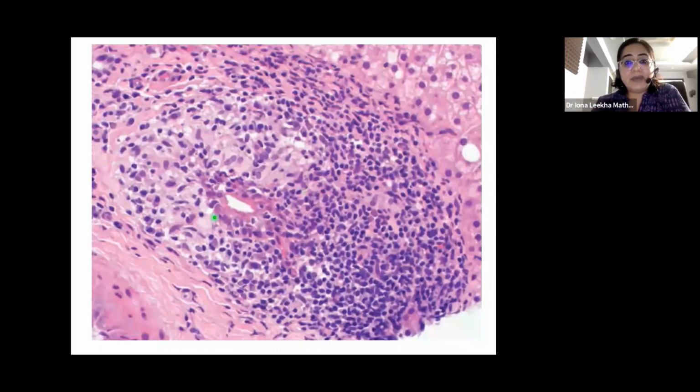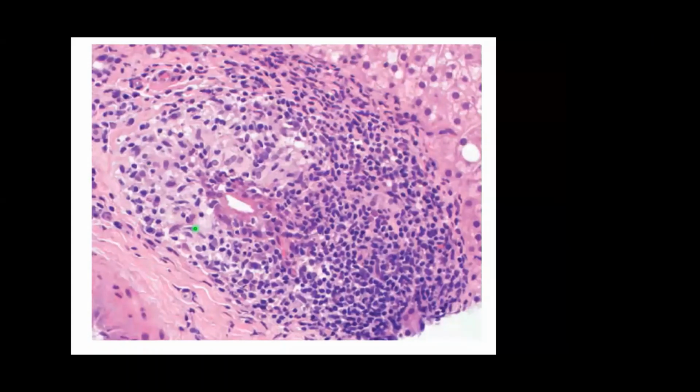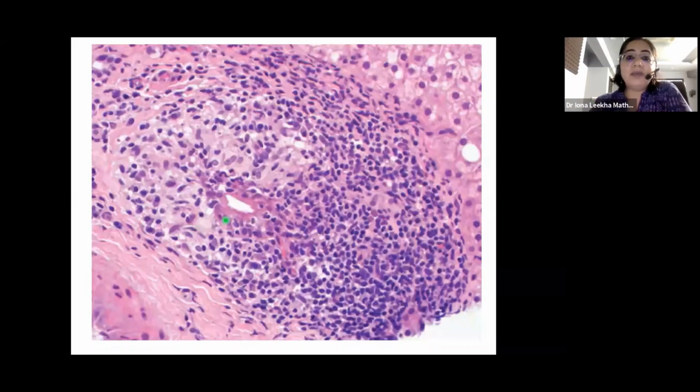Can anyone quickly say what granuloma this is? I just described it. Dr. Karthik, are you there? Dr. Karthik? Sir, good evening, sir. Good evening, ma'am. Can you just tell me which condition this is?